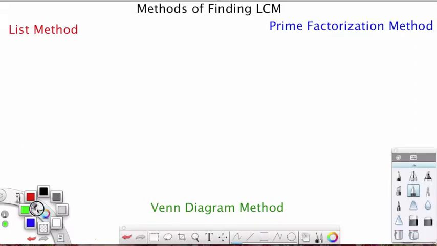Let's start. Hello boys and girls, I'm back. Let's take a look at some different methods of finding our least common multiple. We have the list method, we have the prime factorization method, and we have the Venn diagram method. Now the prime factorization method and the Venn diagram method are very similar, but we're going to start with the list method. And we also need to start by getting our pen red.